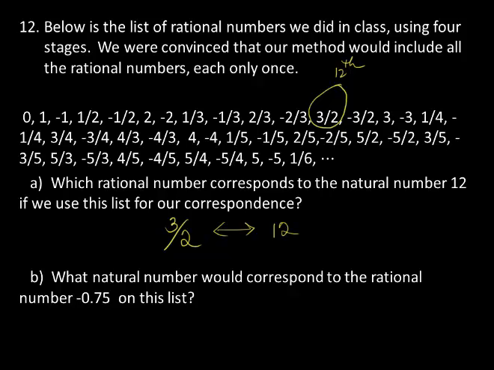What natural number would correspond to the rational number minus 0.75? Well, first we have to write it as a fraction so we can see where it is on the list. 0.75 is 3/4, so this is minus 3/4. That's the fraction in reduced form. So we go find it. Here's minus 3/4, and you just count over, and you will find that minus 3/4 is the 19th fraction on the list. So it corresponds to the natural number 19.